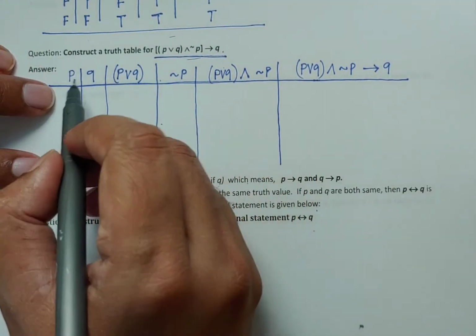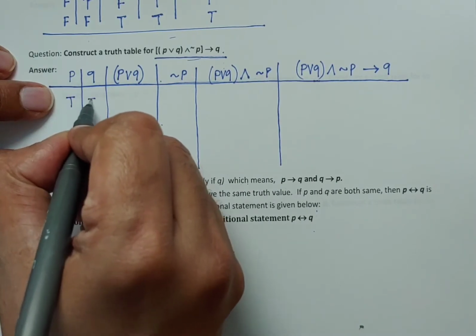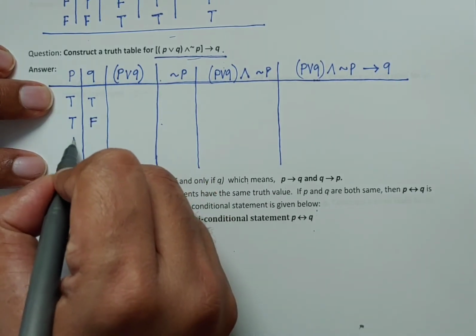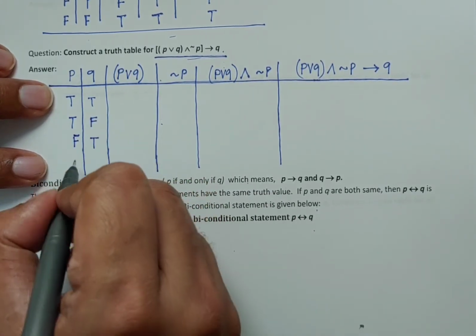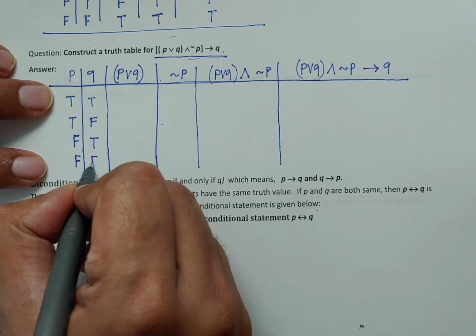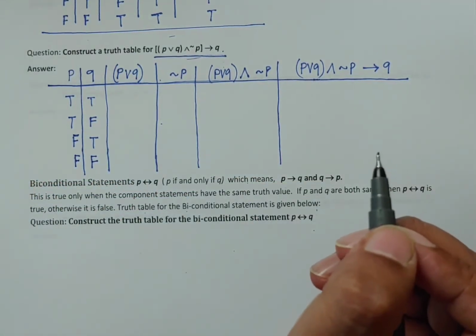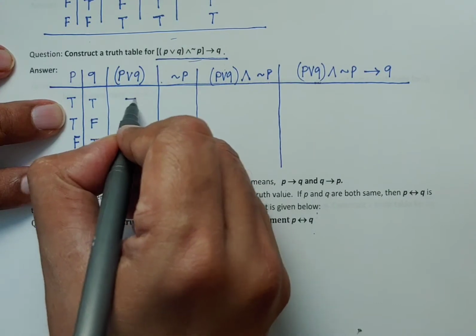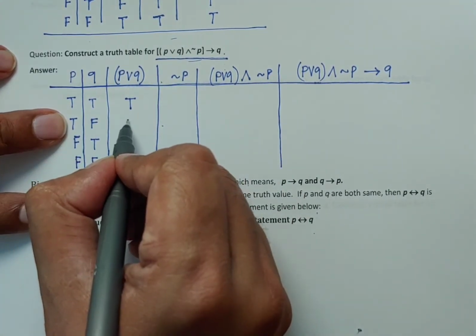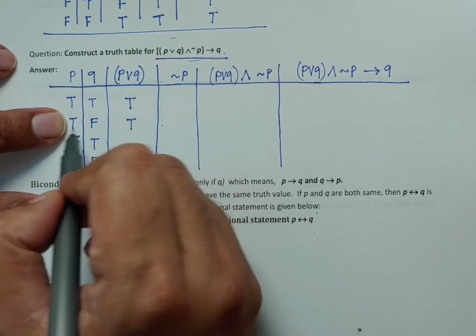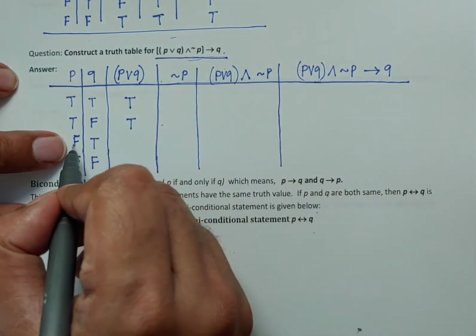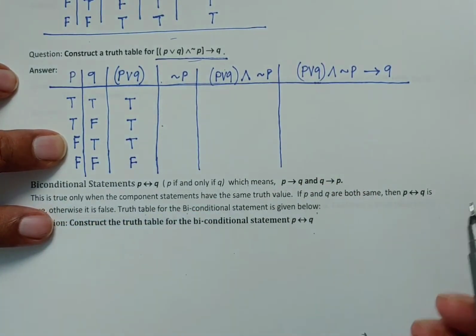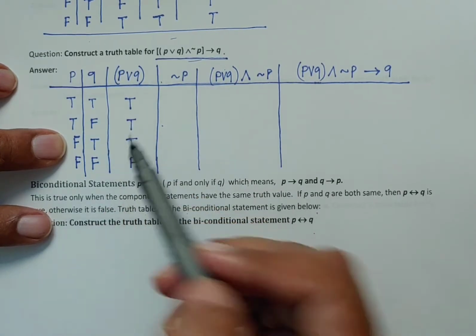Now, P can be true, Q can be true; P can be true, Q can be false; P can be false, Q can be true; P can be false, Q can be false. Now P or Q: what is P or Q? True or true is true. True or false is true, because this is an OR statement, so at least one of them is true. False or true is true. False or false is false. So P or Q is true, true, true, false.